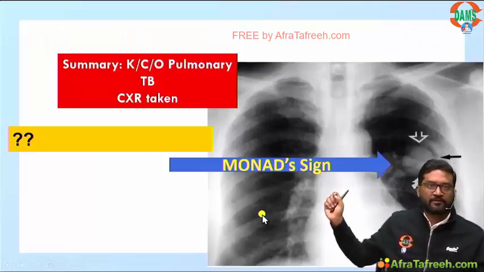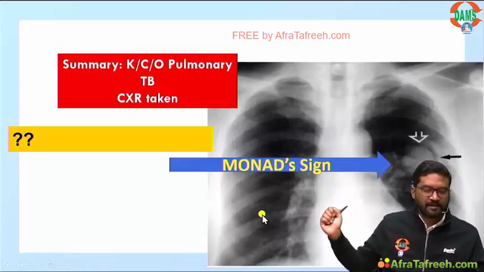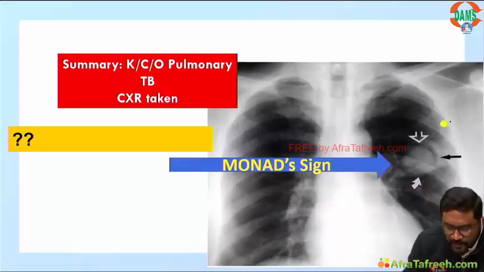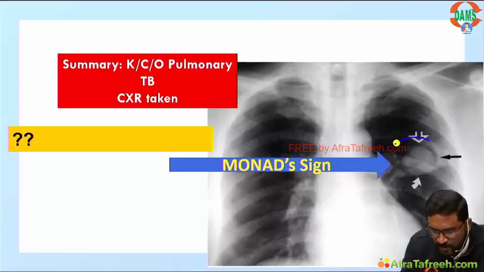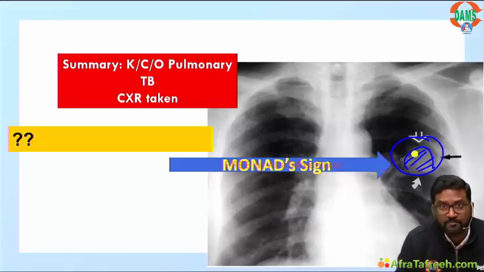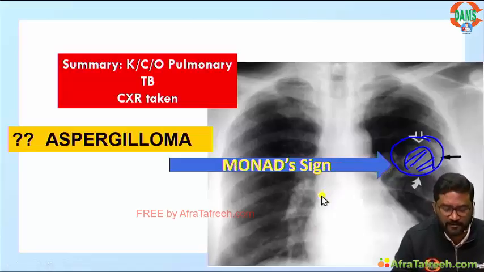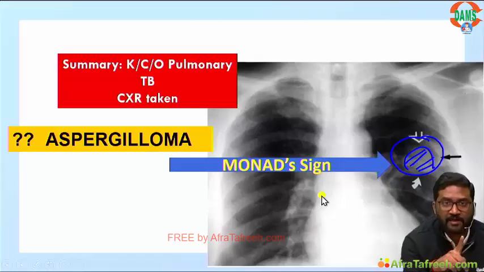Then what is this? Known case of pulmonary TB, chest X-ray is taken. And what you notice here, there is a cavity, because pulmonary TB generally will host a cavity. In that cavity, there is a fungus, and above that air can be seen as a half moon shaped structure. This is called Monad's sign. And what is this disease referred to as? Aspergilloma.